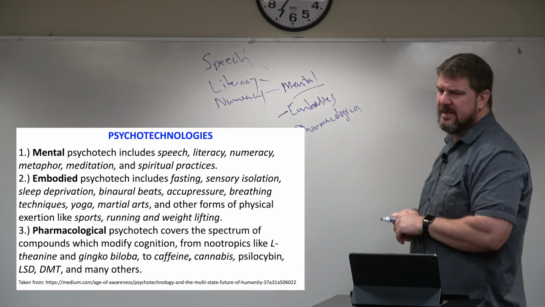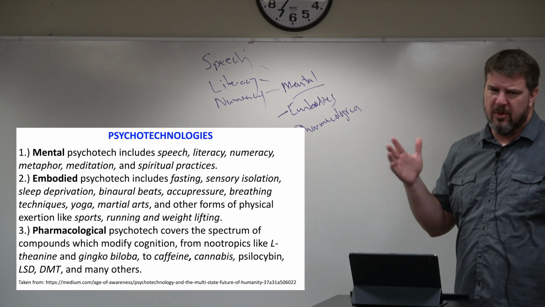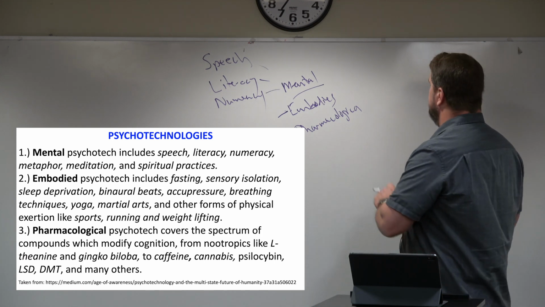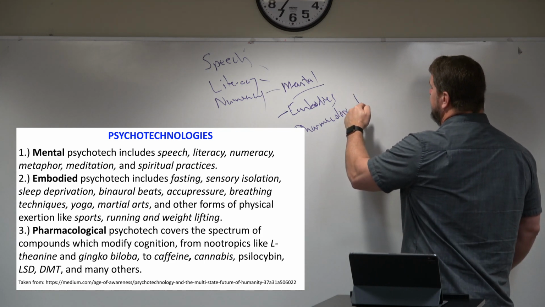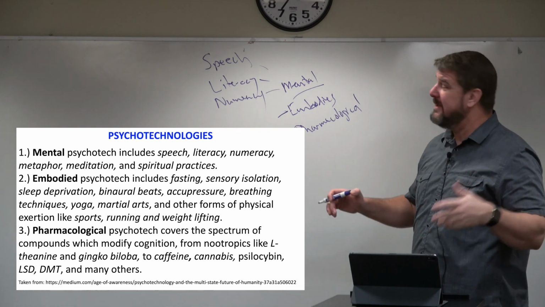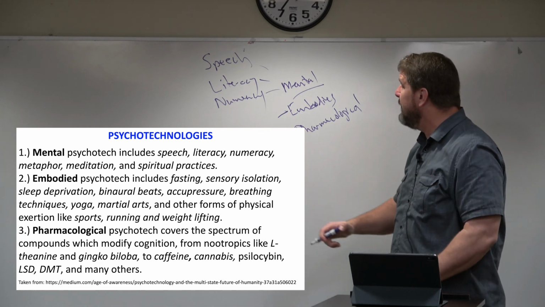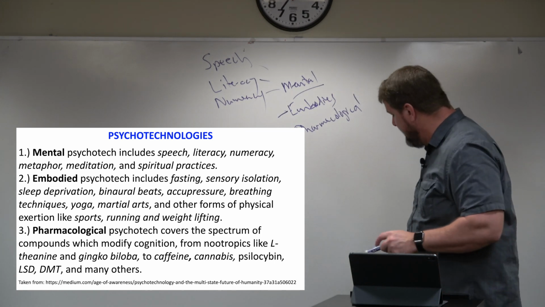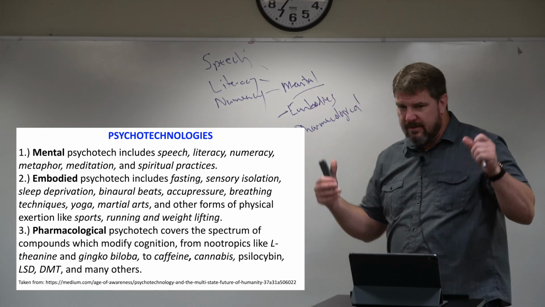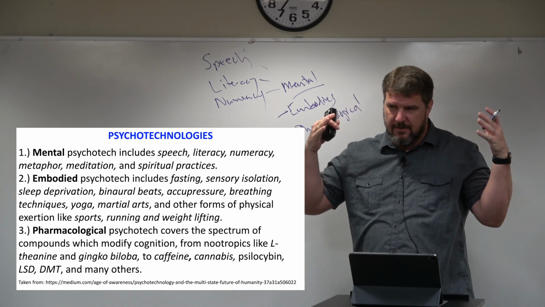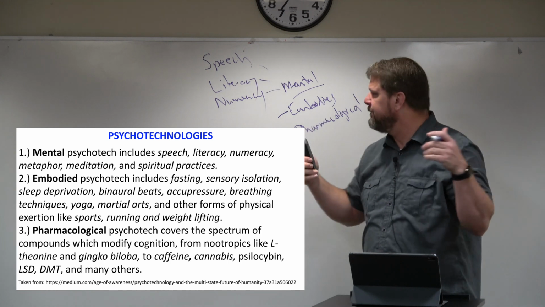Does that make sense? And then yoga, martial arts, there's things like that that go into embodied stuff, and then there's pharmacological stuff. And that could be anything from caffeine to DMT, okay? And you can go take stuff like Focus Factor and take things that actually help you think better, okay? So psychotechnologies are things that we can kind of put into our mind to help us have better cognition.